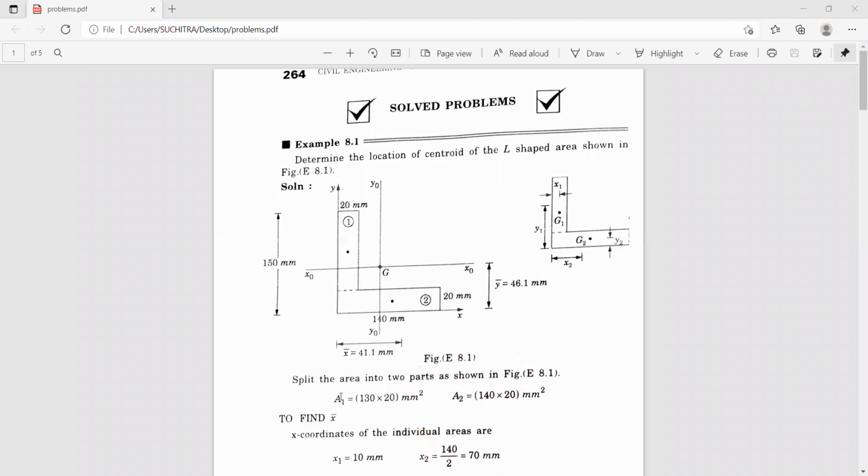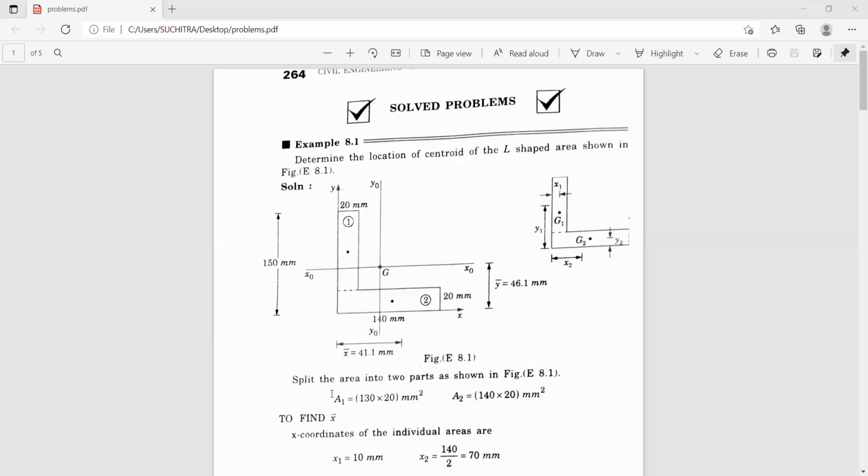So the total area is sigma A1 plus A2. Now, we have to locate the x bar. X bar is always measured with respect to the y-axis. So this is the distance required. X bar is nothing but A1 x1 plus A2 x2.